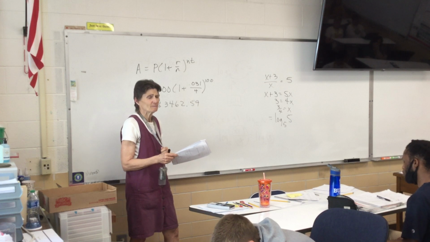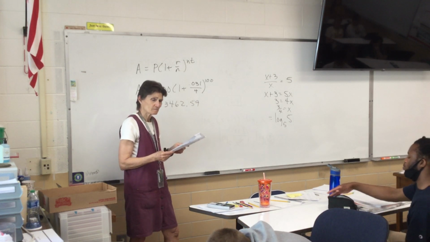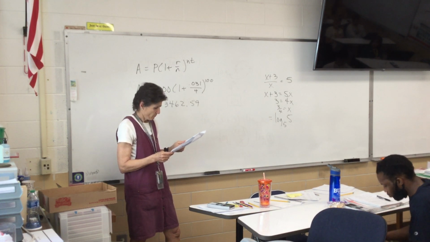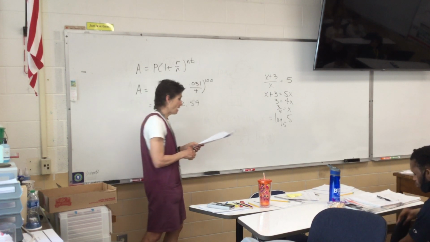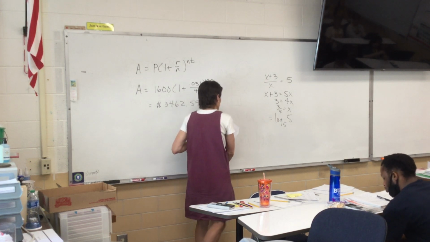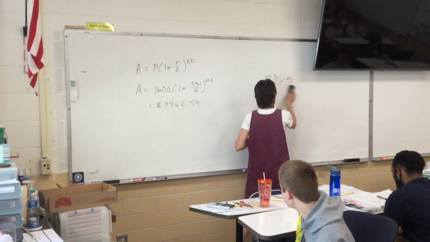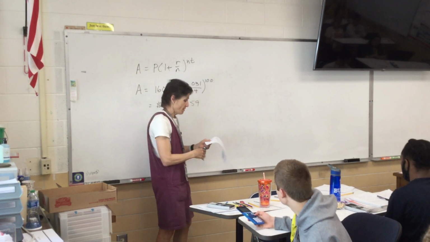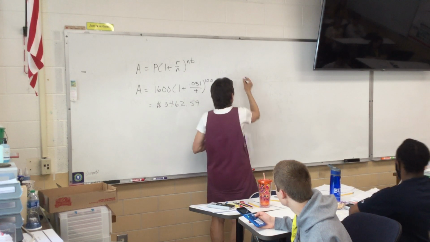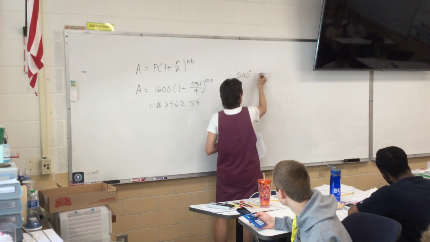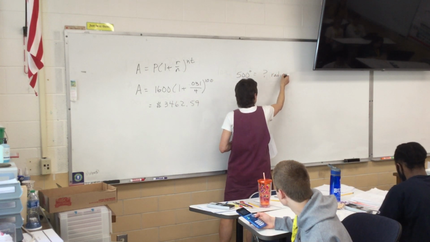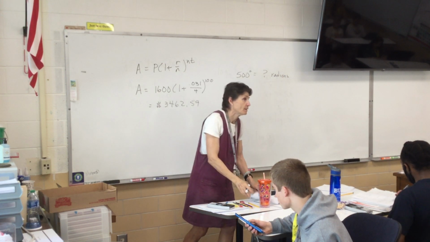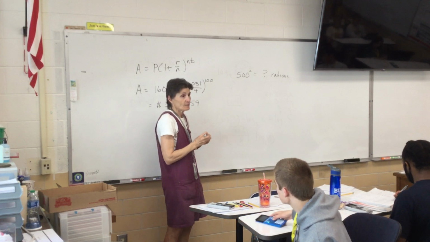For number 6, how many radians is 500? Well, I think the other day we did a problem where we had to change from radians into degrees. This one is the other way. We have to change 500 degrees into radians. Anybody remember how to do that? This is a little harder than going the other direction.